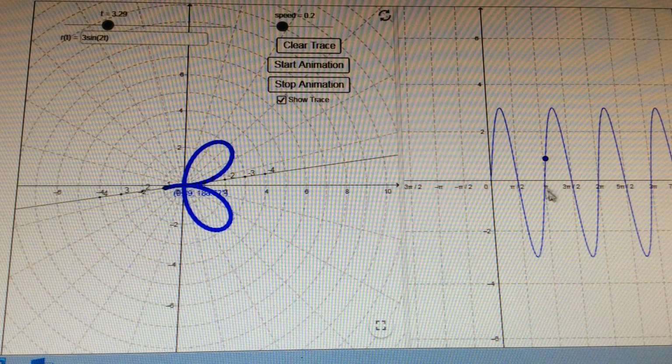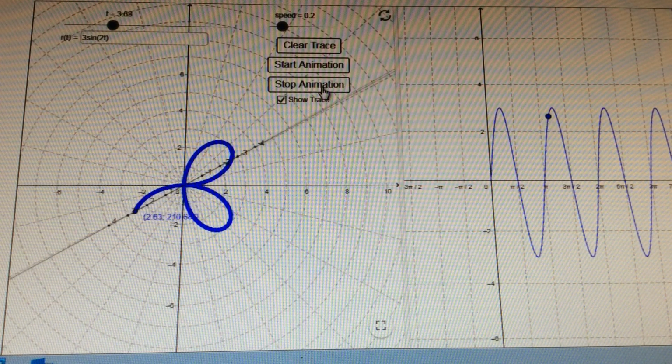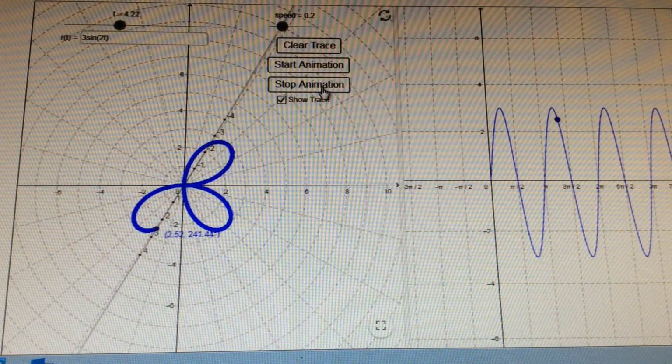And now, as you can see, from pi to 3 pi over 2, which is in the third quadrant, our R value is positive. So as we graph this, we're in the third quadrant where we should be. Good.